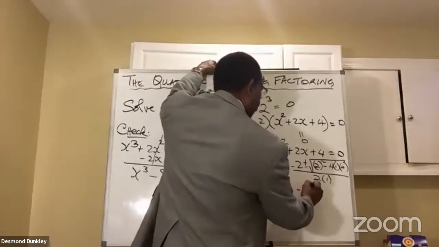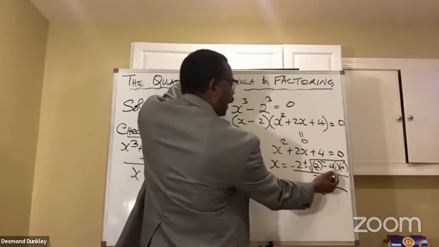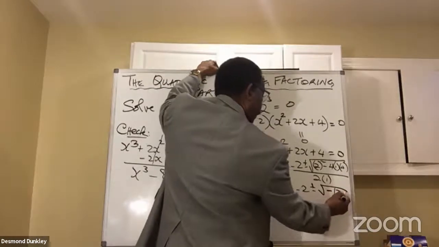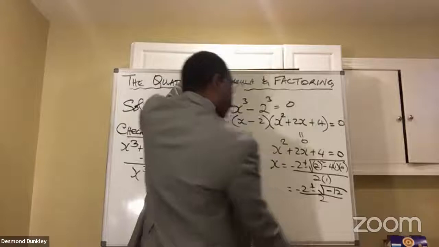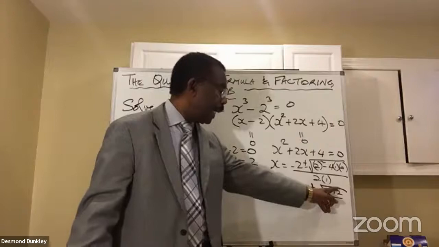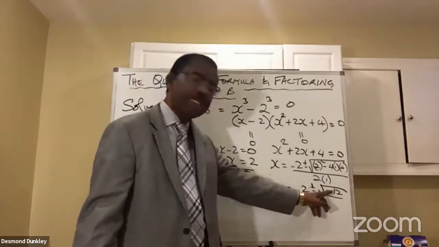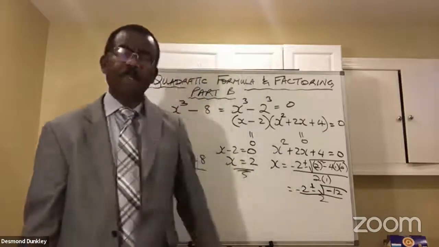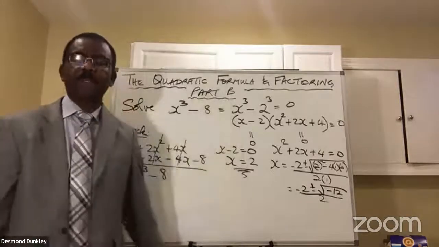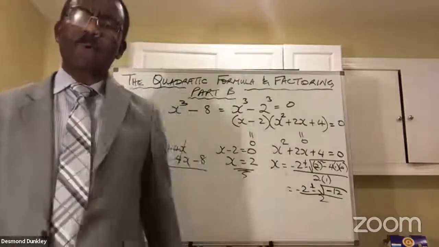So we end up with minus 2 plus or minus the square root of 2 squared is 4, minus 16 gives me negative 12, all over 2. And I'm not going to go any further right there. This is negative 2 plus that divided by 2. That's one answer. Then negative 2 minus that divided by 2. That's the next answer. So 2 answers from here, 1 answer from there, 3 answers. Okay? So that's what I wanted to share with you in terms of how that works.